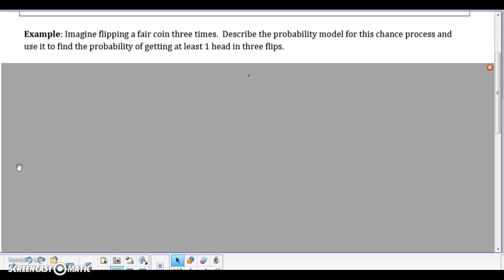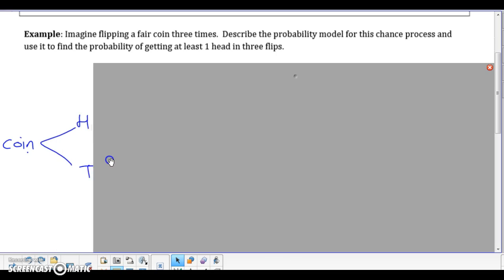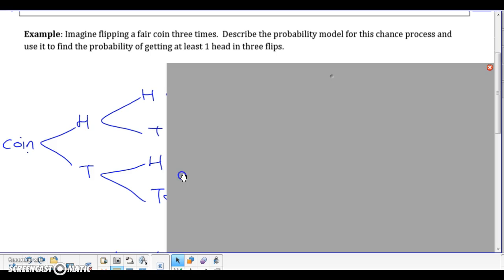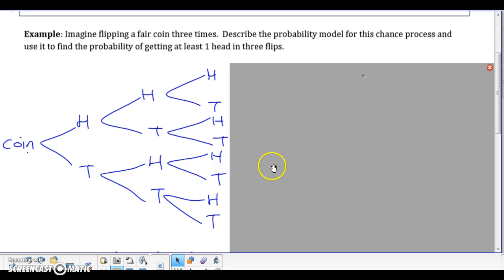In a tree diagram, each branch represents a different outcome. So here I'm going to start with my coin, and there are 2 possible, and in this case equally likely, outcomes, which is heads and tails. So this branch represents heads, and this branch represents tails. On the second flip, I also have 2 possible outcomes, which means I now have a total of 4 possible outcomes. So this branch represents getting heads and then heads, heads and then tails, tails and then heads, tails and then tails. And of course on the third flip there are also going to be 2 possible outcomes, which means I end up with a total of 8 possible outcomes.